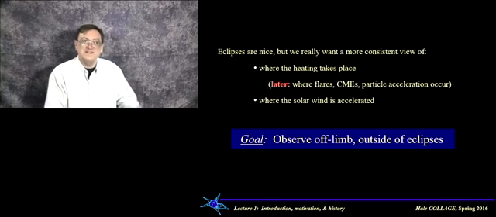We don't want to have to wait years and years for eclipses. We really want a consistent view of these regions where the heating is taking place, where the solar wind is accelerating, and where all these other bits of solar activity like flares and coronal mass ejections are also happening as well. So our goal is to observe the solar corona consistently above the solar limb outside of eclipses, right?